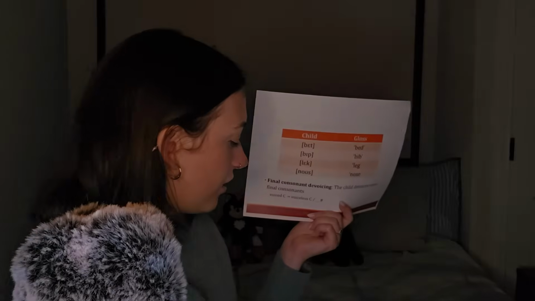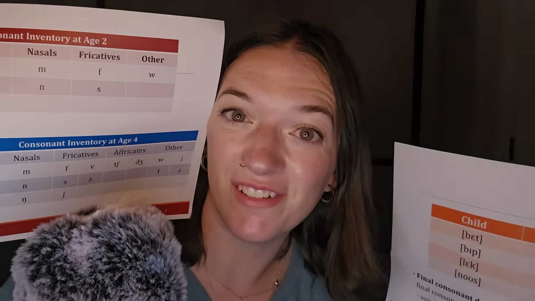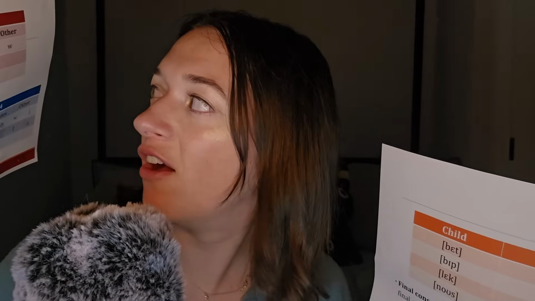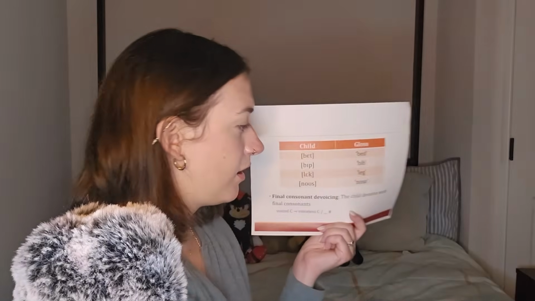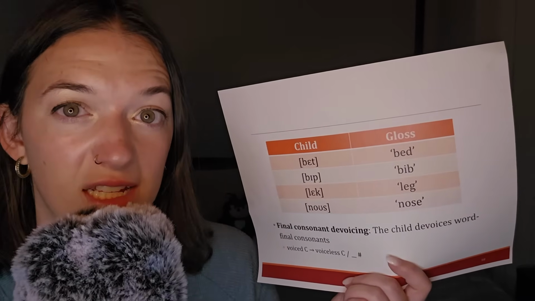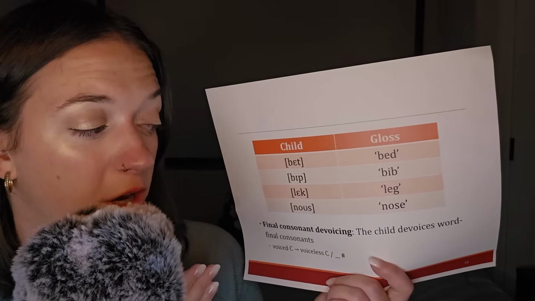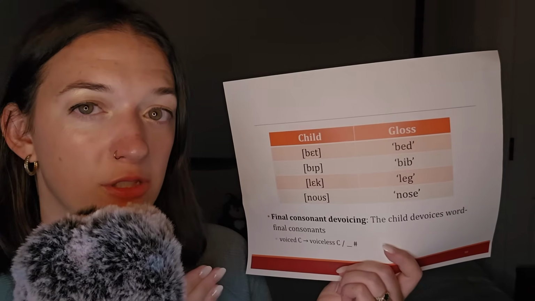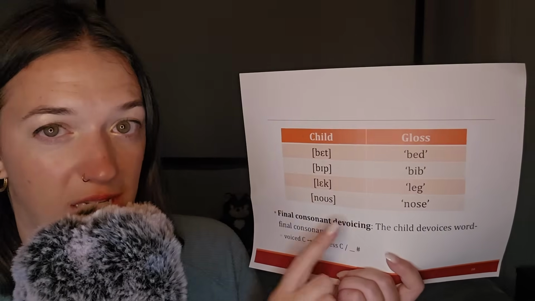Because as we saw on our previous chart, those voiced fricatives are acquired later than unvoiced fricatives. And children generally have an easier time saying unvoiced sounds at the end of a word than voiced sounds. So a common way that children pronounce words is with final consonant devoicing.